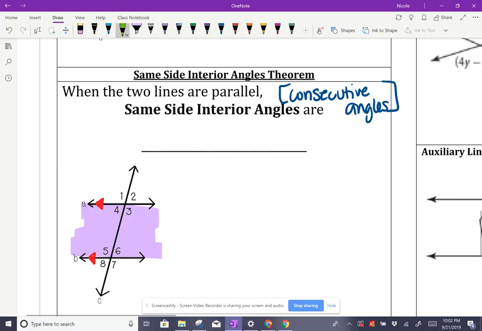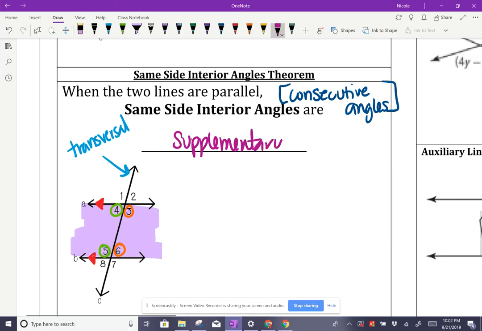And the angles we're going to be dealing with are 4 and 5. They're on the same side of my transversal, but they are on the inside of my parallel lines. We're going to be dealing with those, and then we're also going to be dealing with 3 and 6. So the same side interior angles theorem tells me that same side interior angles are supplementary.